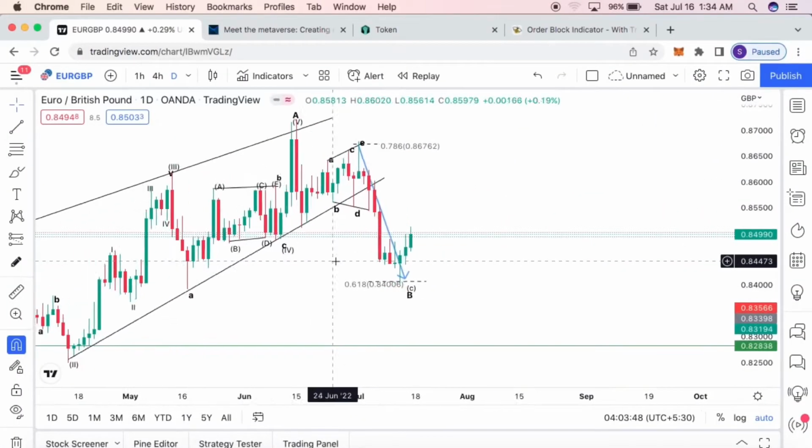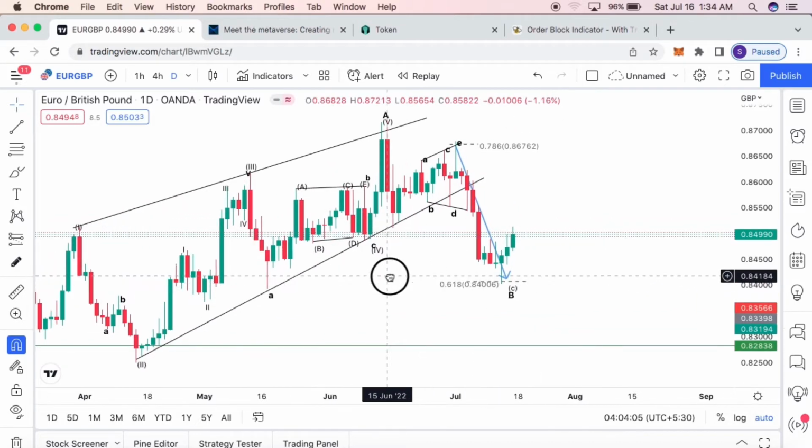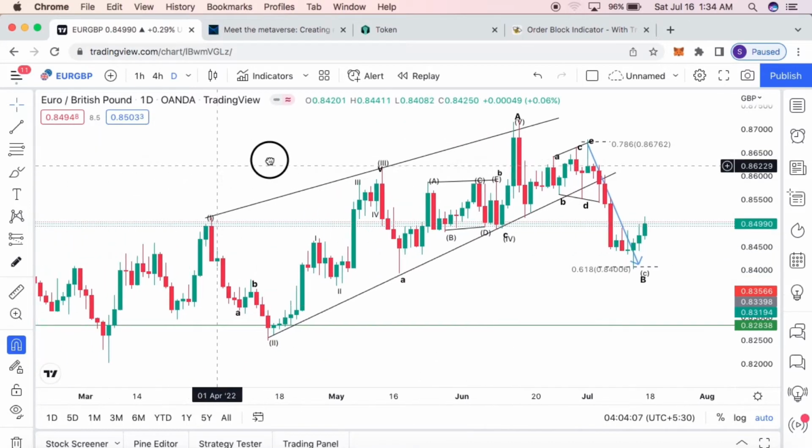So guys, we are looking at the Euro GBP. So this is our chart. The reason why I'm looking at the Euro GBP is that the Euro is a very strong currency and the GBP is also a strong currency. So when you mix all those, it's a very volatile currency pair. And we are trading on the daily time frame.